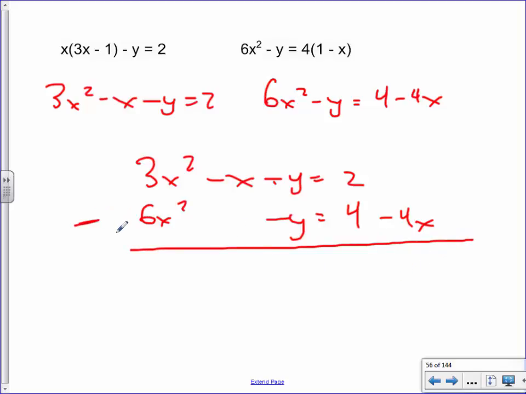Just be really careful when you subtract. So what is 3 subtract 6? Negative 3. The next term seems kind of dumb, but what is negative x subtract nothing? Negative x, yeah, it doesn't change. Your minus y subtract your minus y? 2y. Nope. Minus y subtract minus y. Nothing. Yeah, that's the whole point. Whole double negative thing. So that should go away. 2 minus 4 is negative 2.